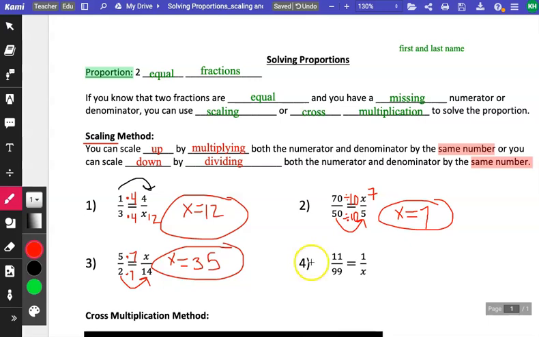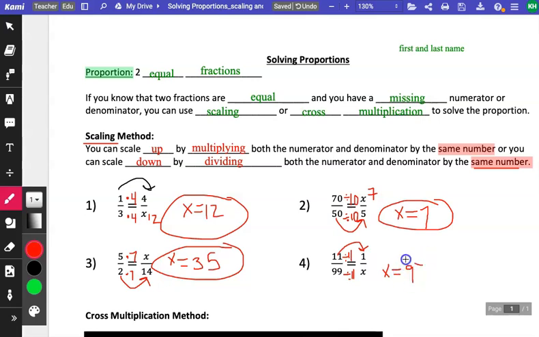Finally, number 4, from 11 to 1, that's a decrease. So we're going to be dividing. What do you divide 11 by to get 1? You divide 11 by 11. Now you have to divide both the numerator and denominator by the same number. So I'm also going to divide 99 by that same number, 11. These numbers need to be the same. And I get x equals 9.